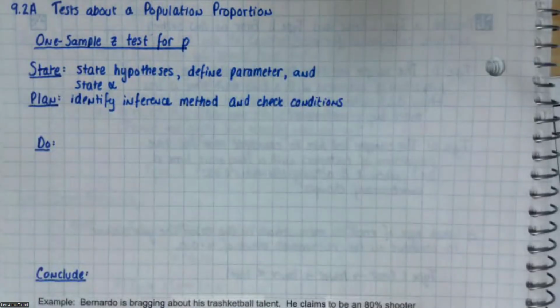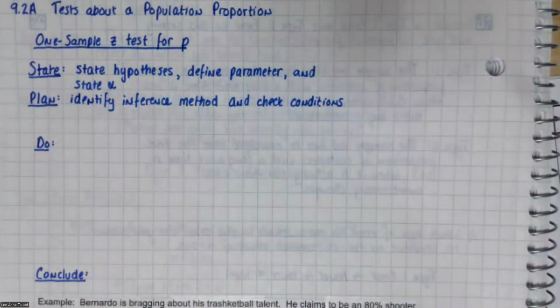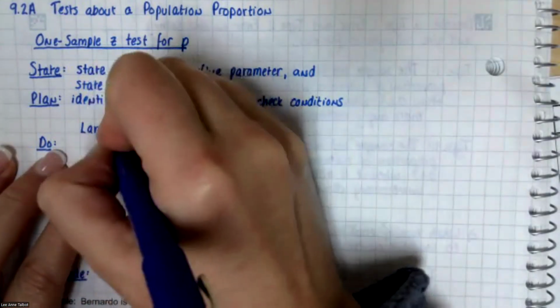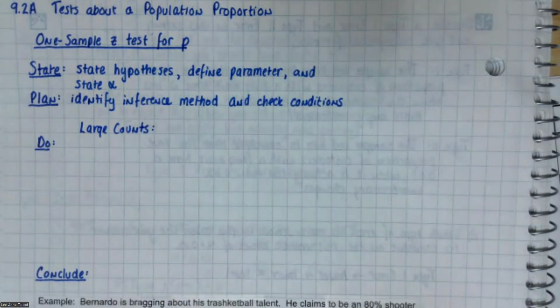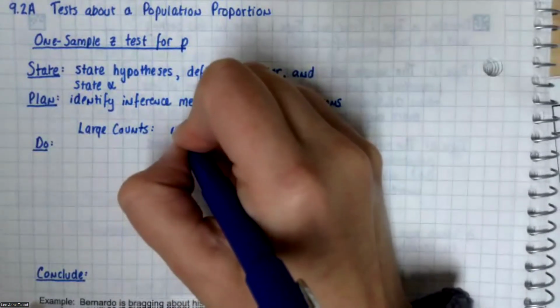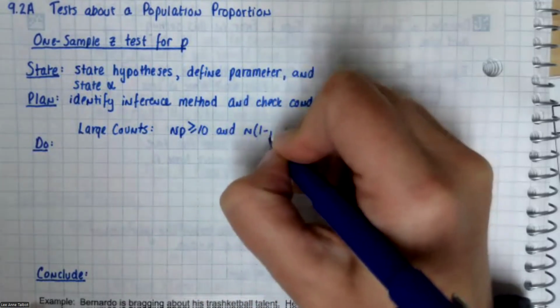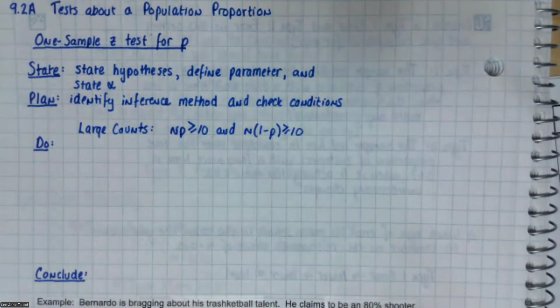Okay, now you notice that I left 2 lines here. And that's because there's just something I want to make sure that we refer to for large counts. Okay, what do you guys do for the large counts condition? Okay, and you guys are like, yeah, duh. Why are you making us write this again?